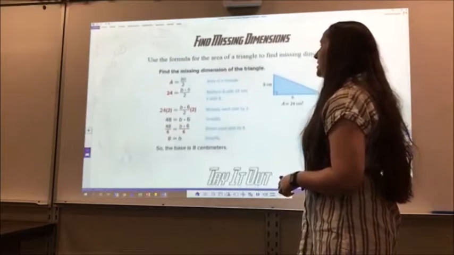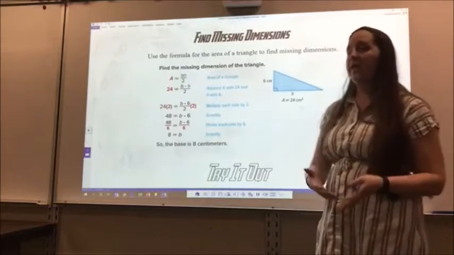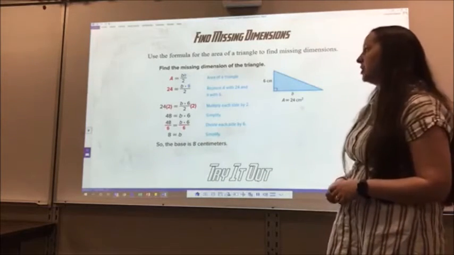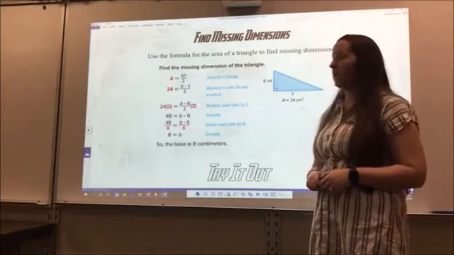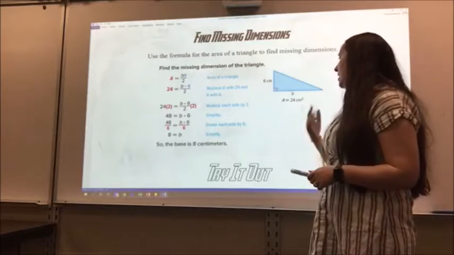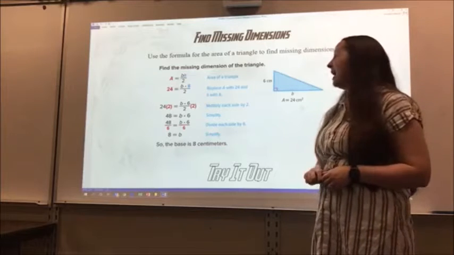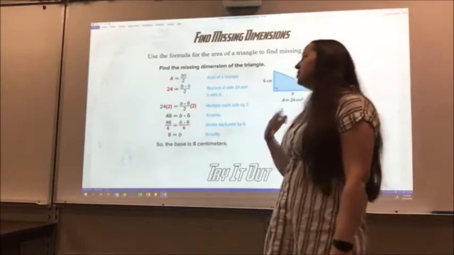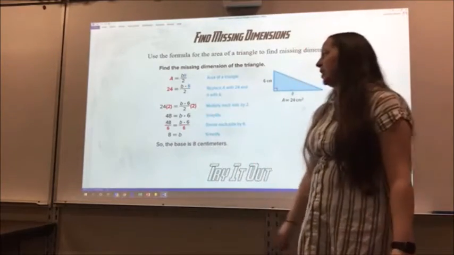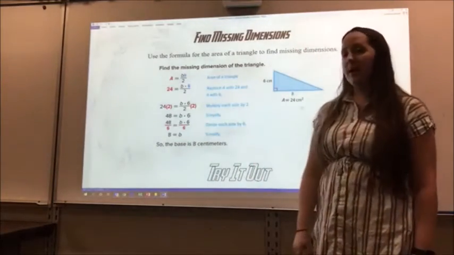So if I'm finding the missing dimensions, I use the formula for the area of the triangle to find missing dimensions. For example, I want to find the missing dimension for this triangle. They gave me the area of 24 centimeters squared and a height of 6 centimeters. So I need to find the base. So I substitute them into the formula. 24 equals b times 6 divided by 2.